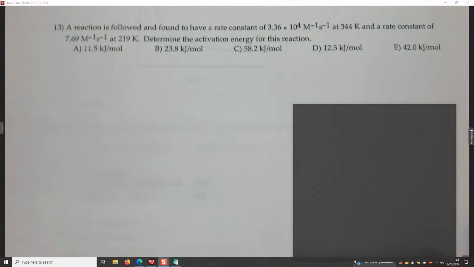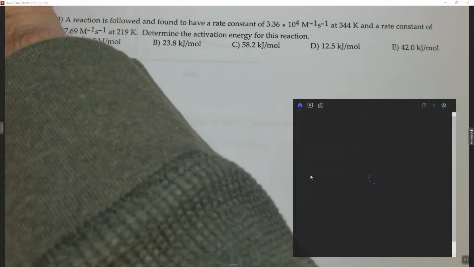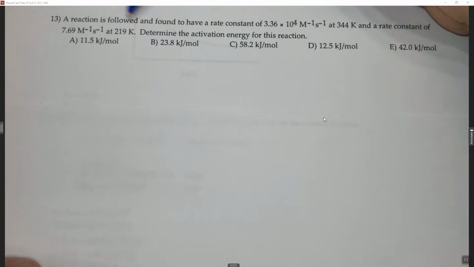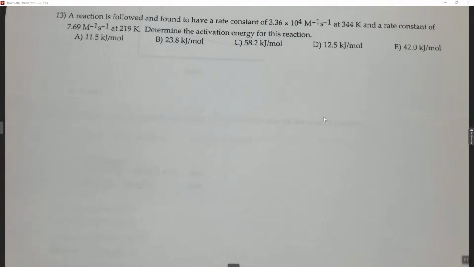All right, another complicated math problem. It says a reaction is followed and found to have a rate constant of 3.36 times 10 to the 4 at 344 K and a rate constant of 7.69 at 219 K. Determine the activation energy for the reaction.